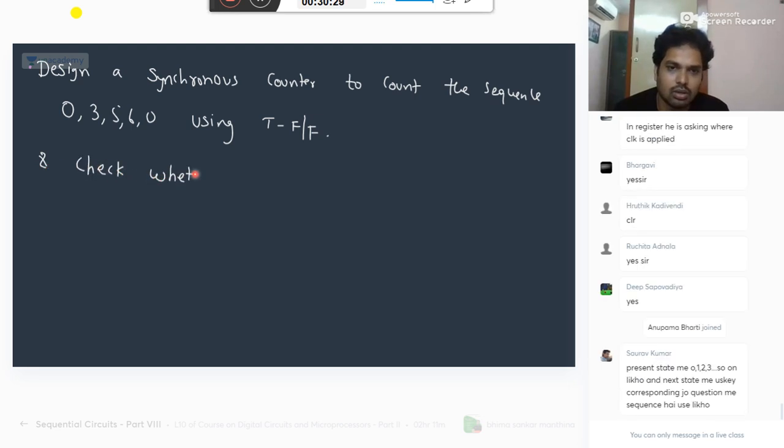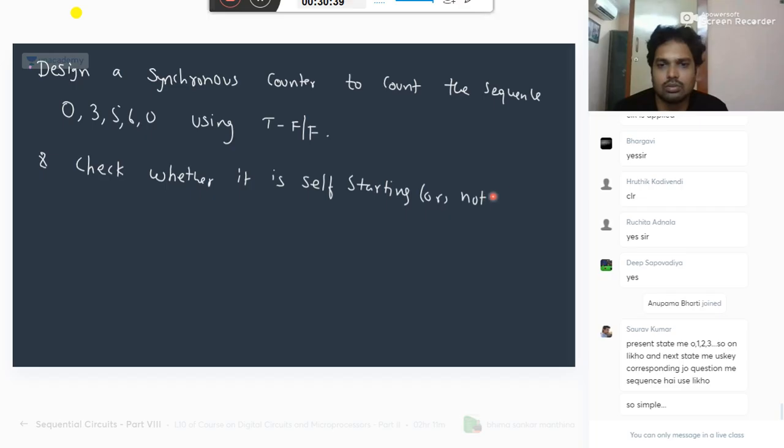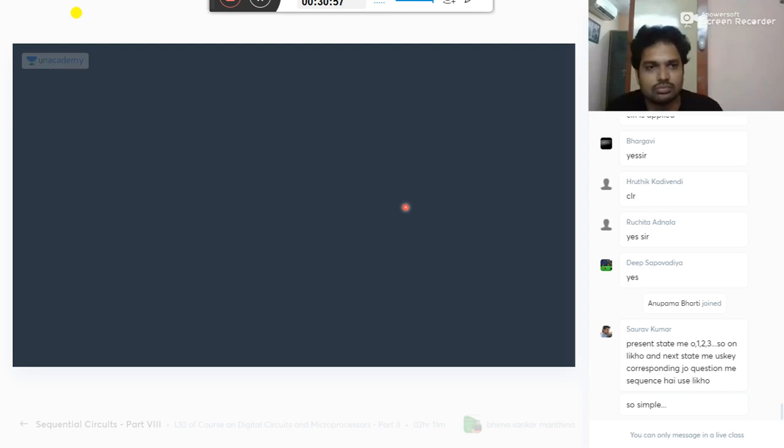whether it is self-starting or not. Okay, so this is the question. Firstly, here one line is there. What is that? Self-starting. Let me give you that explanation first before going with it.